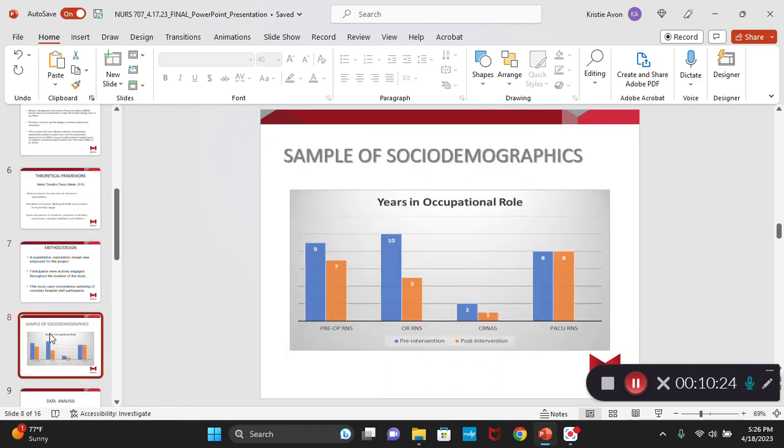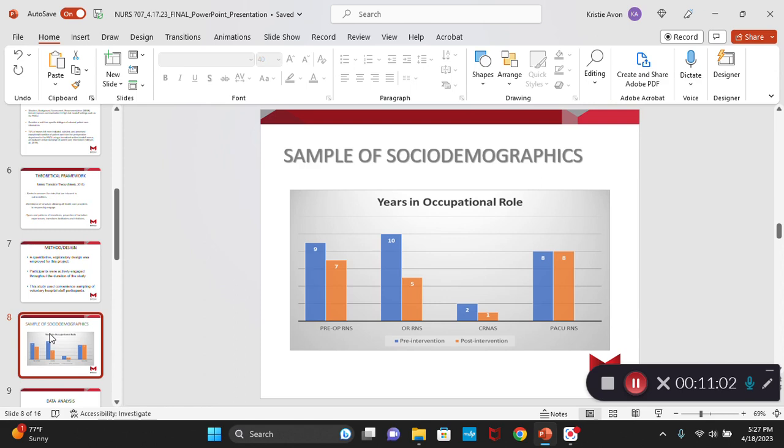So this is a sample of socio-demographics that I spoke to earlier. And this is an example of years in occupational role at the project site. And I thought this was pretty important, along with a few other socio-demographics, pointing out that longevity played a role as far as buy-in for the introduction of a new tangible reporting system. You can see that the preoperative RNs had at least 9 years in their particular role. RNs had about 10 years of length of time, and PACU RNs about 8 years in their length.